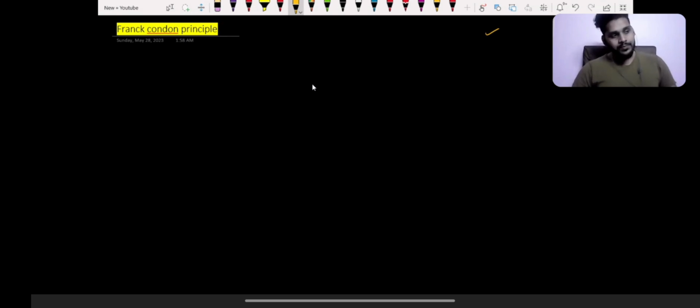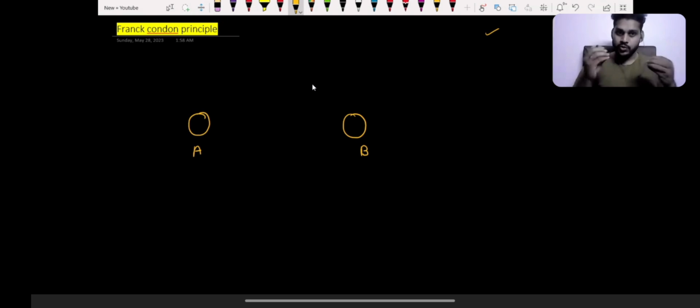Let's say, okay. By the way, whenever I'm writing something, I'll be looking at that side, because there is another screen there. Now have a look here, guys. Let's say there is an atom A and another atom B. When these two atoms come closer to each other, what is going to happen?